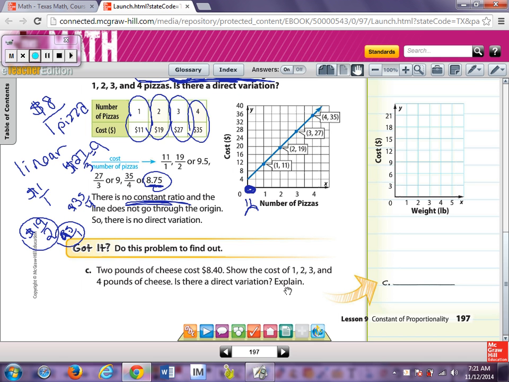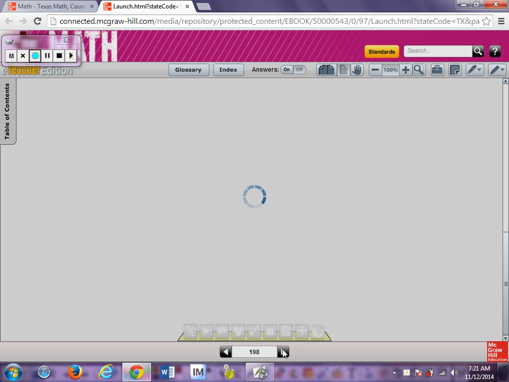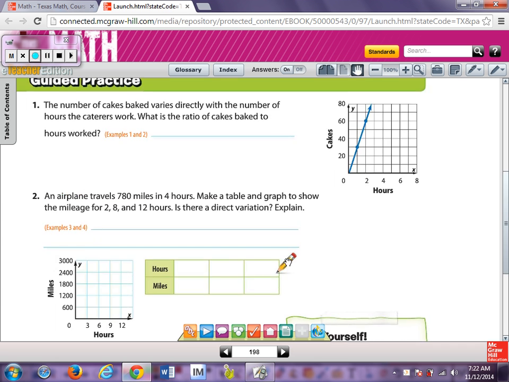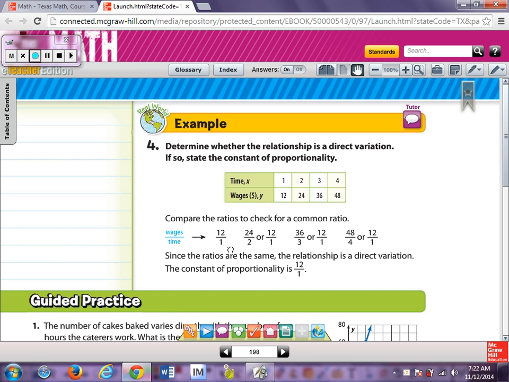And finally, we're going to go to the next page, which is our last example. Thank God, because I'm getting a little tired of talking, and I'm sure you're getting tired of hearing my voice. So here we go. Last example, example 4. Determine whether the relationship is a direct variation. If so, state the constant of proportionality. So first, we have to determine if we have direct variation. And then, if so, what is the constant?